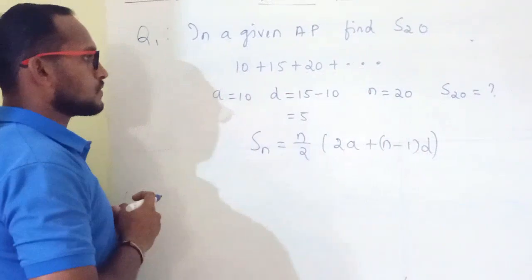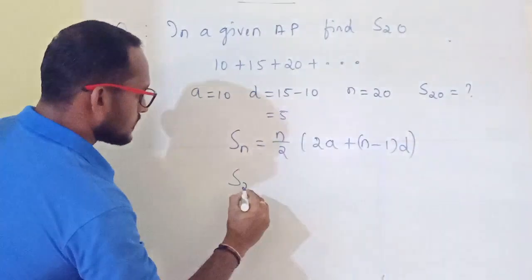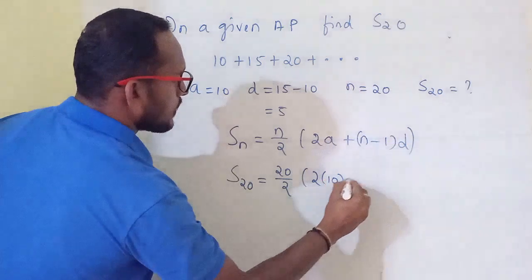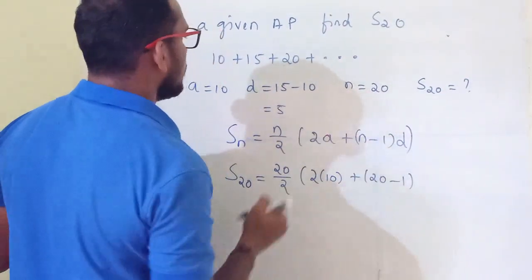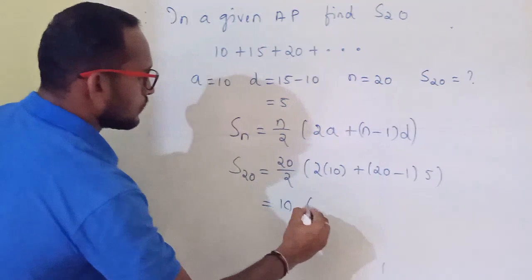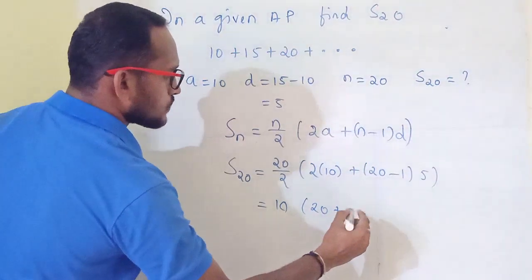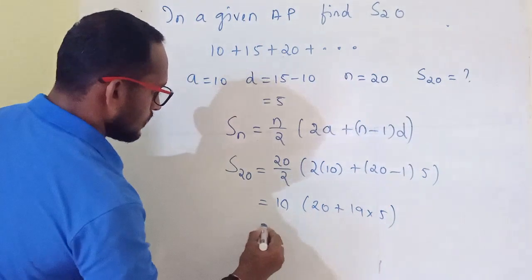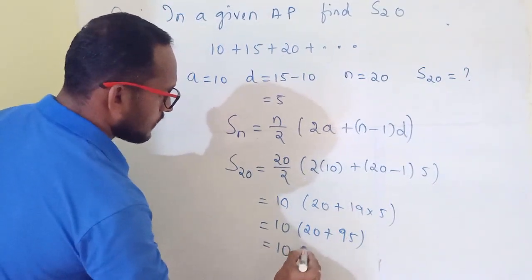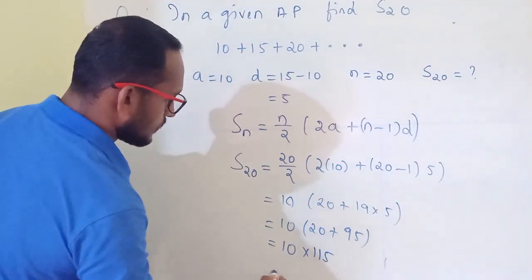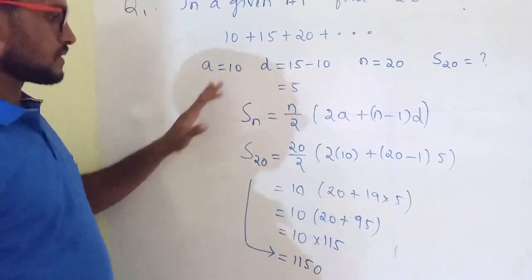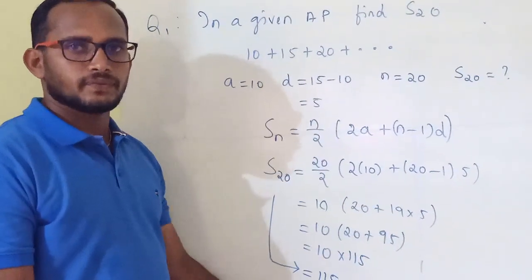Now let me substitute all the values here. n is equal to 20, so S20 is equal to 20 by 2 times (2 into a, where a equals 10, plus (20 minus 1) into d, where d is 5). 20 over 2 is 10. 2 tens are 20, plus 19 times 5, which is 95. So 10 times (20 plus 95), that is 10 times 115. At last the answer is 1150. Therefore, the sum of the first 20 terms of the sequence is 1150.